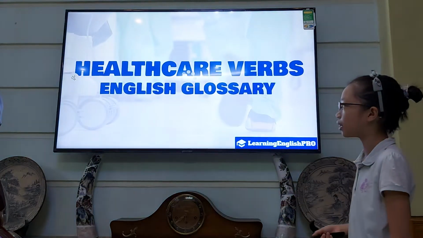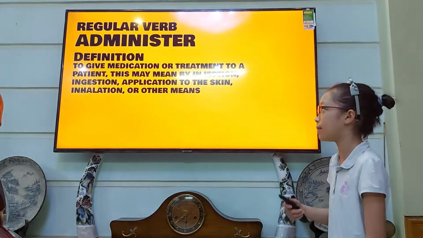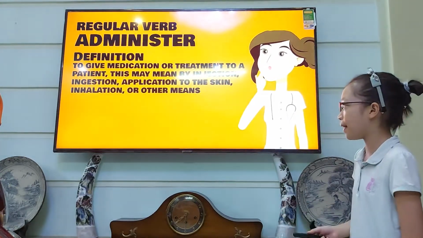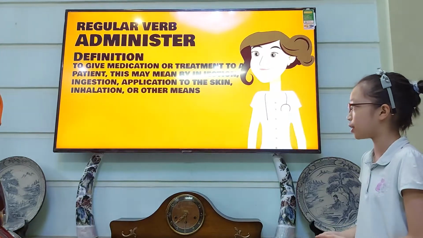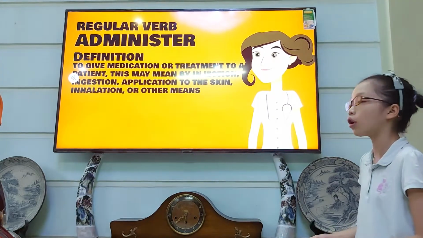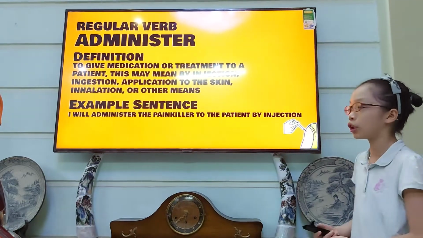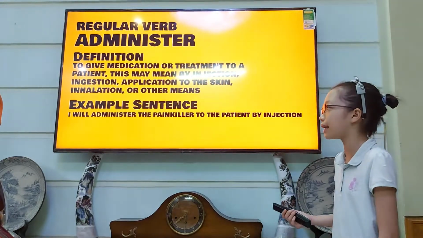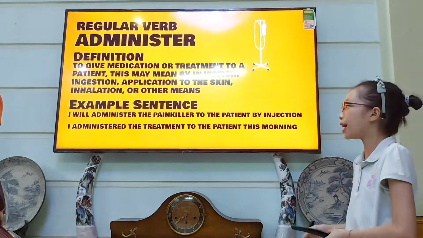First, we have a regular verb, administer. Administer is to give medication or the treatment to a patient. This may mean by injection, application to the skin, inhalation, or other means. So let's look at an example to know more about the word administer. So administer simply means that, like an injection, you put the injection, like you have to get a shot.